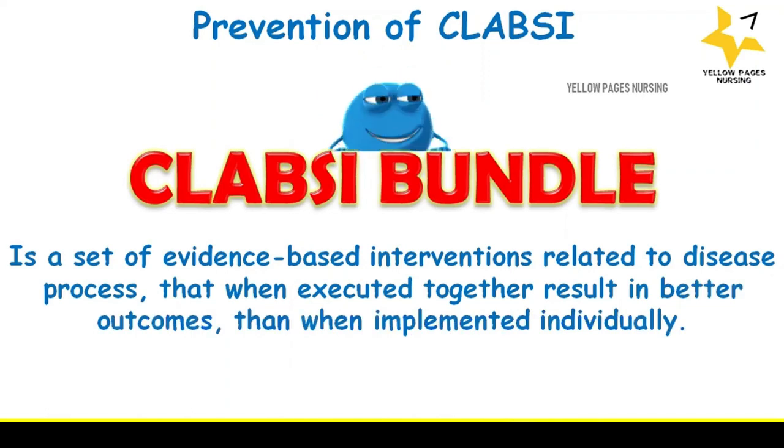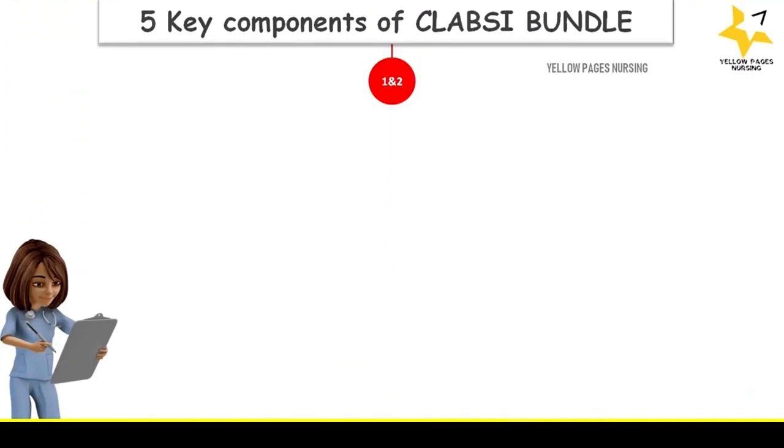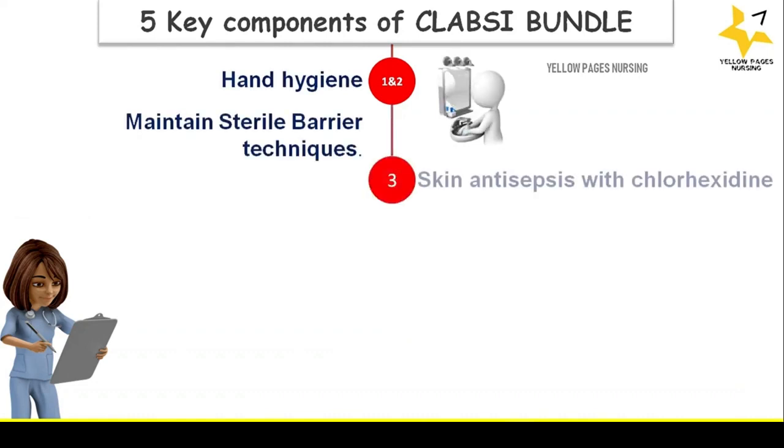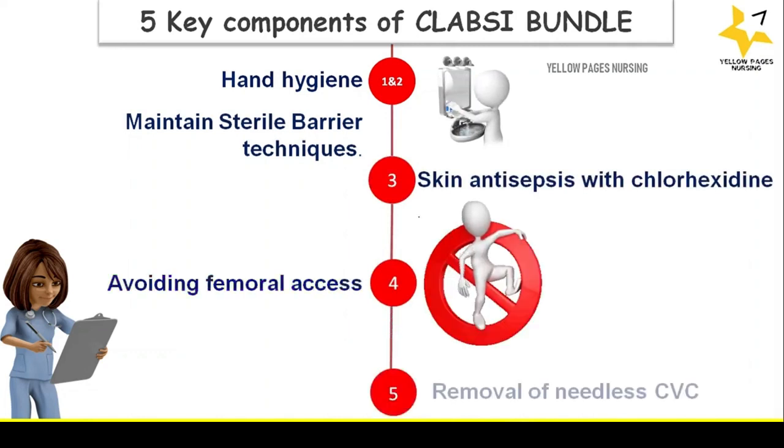In prevention of CLABSI, we have an insertion bundle and a maintenance bundle. The key components in the CLABSI bundle are hand hygiene, maintaining sterile barrier techniques, skin antisepsis with chlorhexidine, avoiding femoral access, and removal of needless central venous catheters.